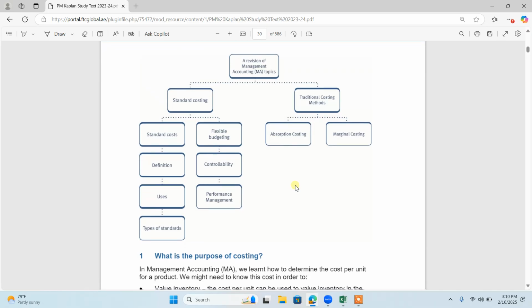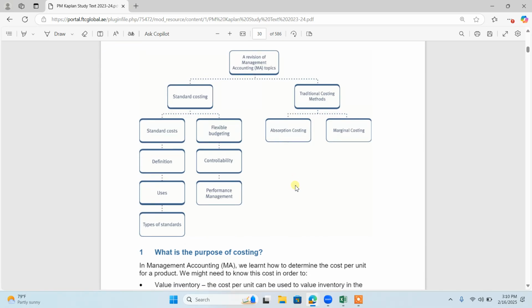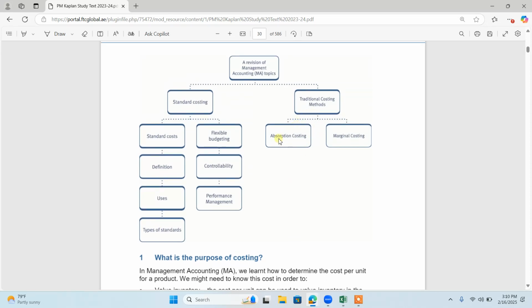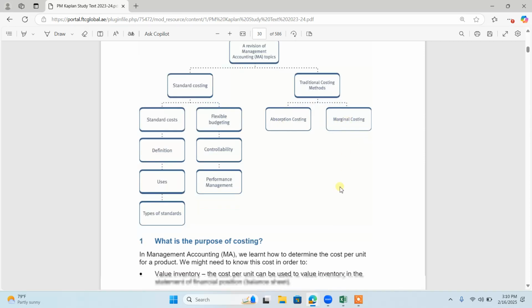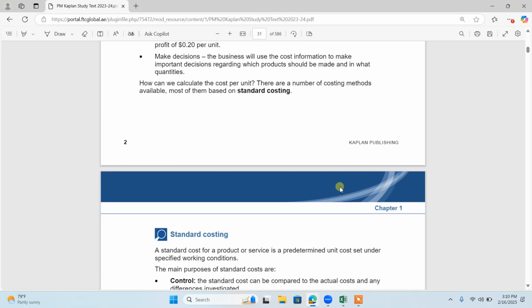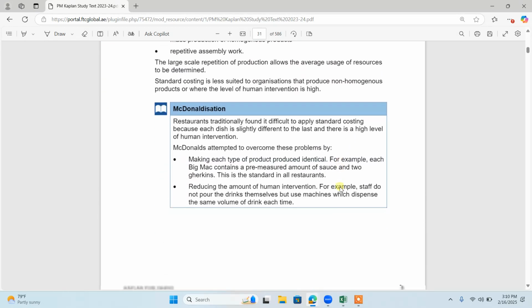Okay, so why is costing important? Of course, we want to know the cost of the product, and we can then price our product in the market accordingly. In the traditional method, we have the absorption costing method and the marginal costing method. I'm going to jump directly to the exercises given in this chapter.